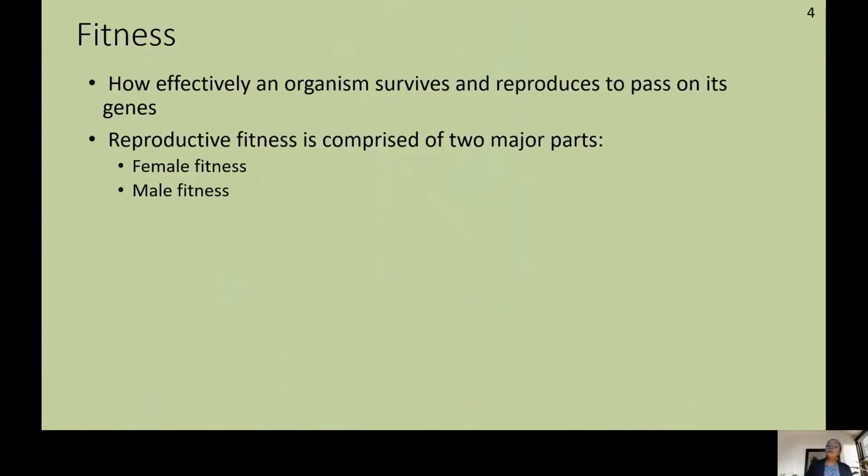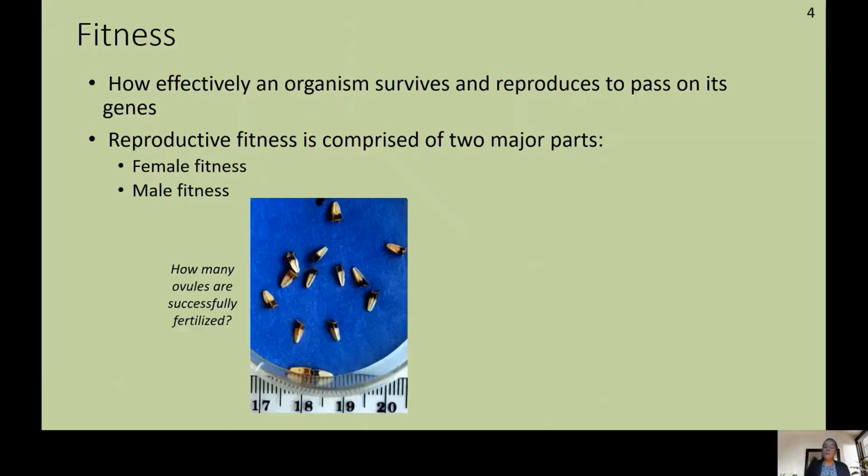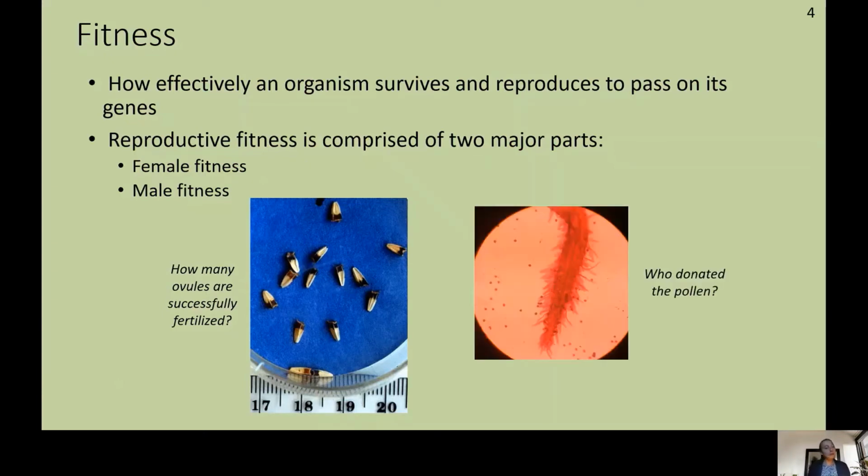Because our bees are helping to move pollen, they're influencing our plant's fitness. Fitness is essentially how effectively an organism survives and reproduces to pass on its genes to the next generation. Specifically, I'm going to be focusing on reproductive fitness, which is comprised of two major parts, female fitness and male fitness. In plants, female fitness is essentially how many ovules are successfully fertilized, or the seed set. Male fitness, on the other hand, is who donated the pollen.